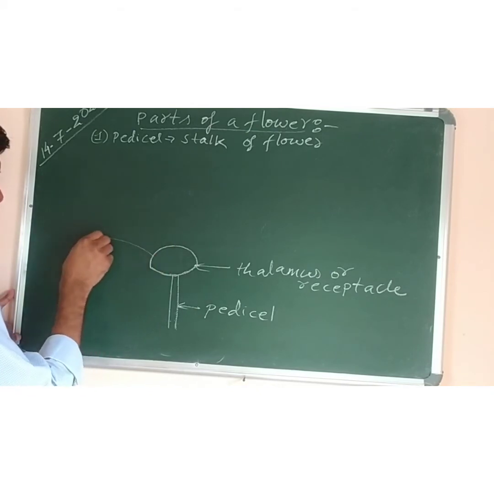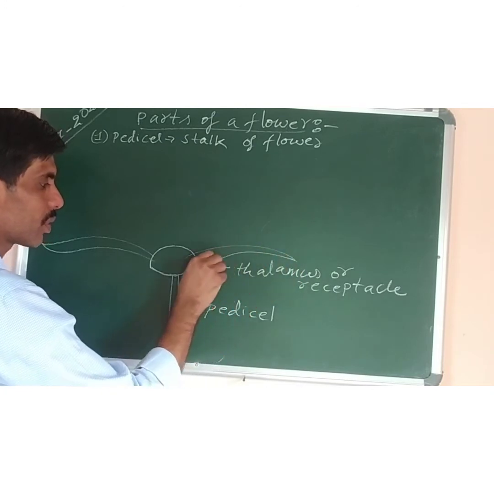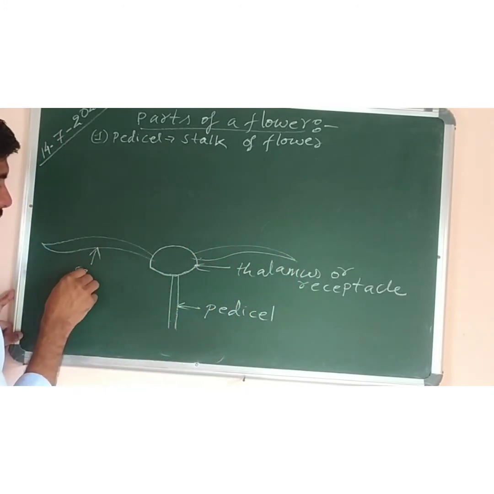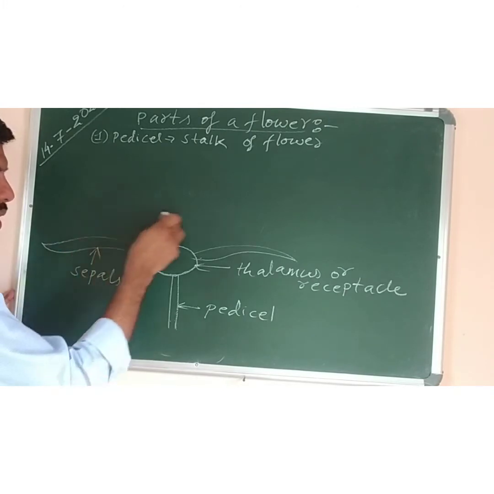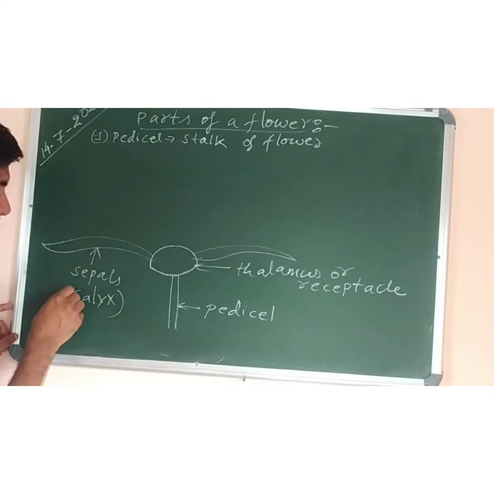The outermost layer of the flower consists of green leaf-like structures which are known as sepals. So I have drawn the sepals here, S-E-P-A-L-S, and the sepals can be 4 to 5, depending on the different flower. Together they are known as calyx. This is the collective name of all the sepals.